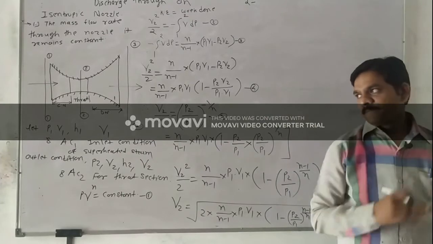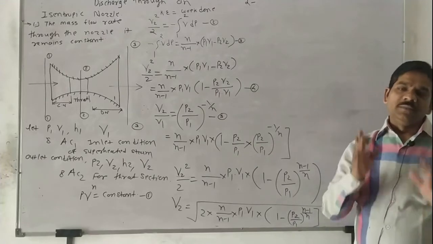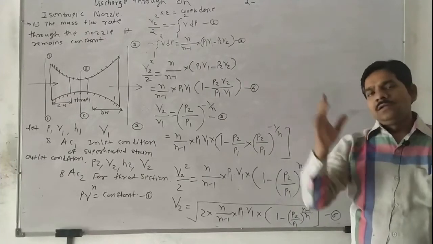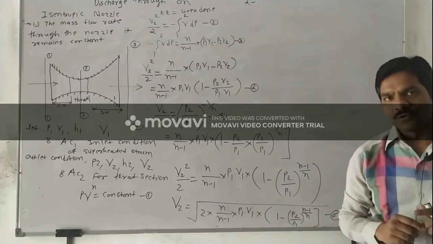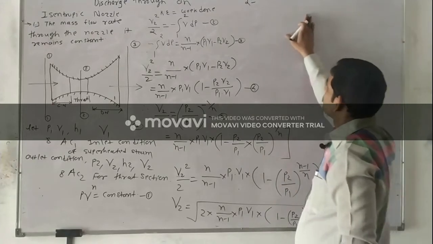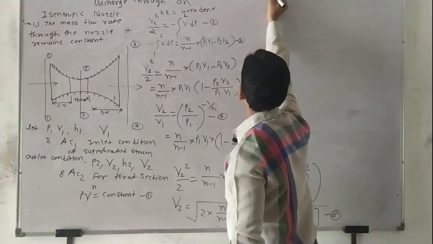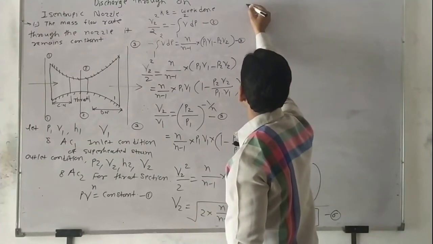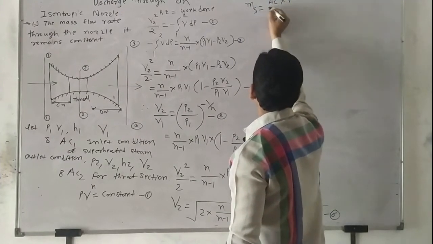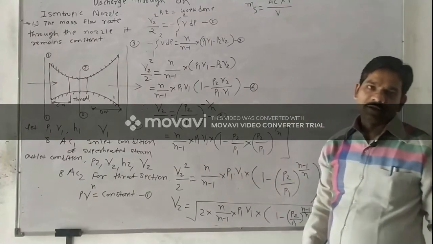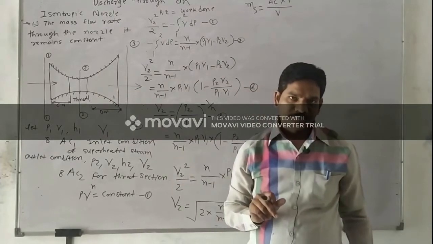Yes or no? Yes. But what is our title? Our title is discharge through an isentropic nozzle. It means we have to calculate the mass flow rate value, how much mass flow rate is passing through the nozzle. So we know the equation of the mass flow rate: m dot is equal to cross sectional area multiplied by velocity upon specific volume, right? So we have to consider this mass flow rate for the throat section.